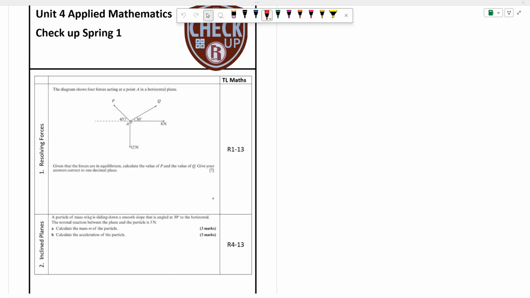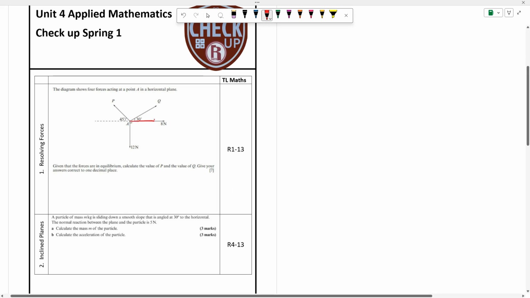Apart from that, we're going to walk through each question here for you to do corrections. For the first one, we've got resolving forces. The diagram shows 4 forces acting on the point A in a horizontal plane. I'm not going to read the next bit. I see straight away that I've got forces at angles here, so I'm going to split those into their components straight away.